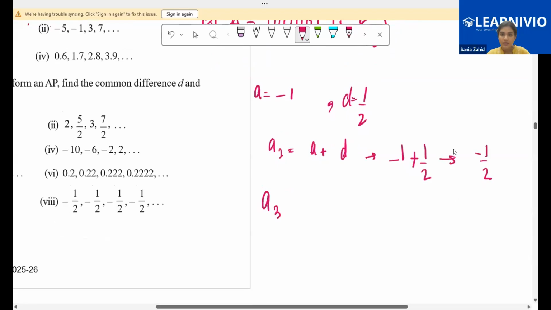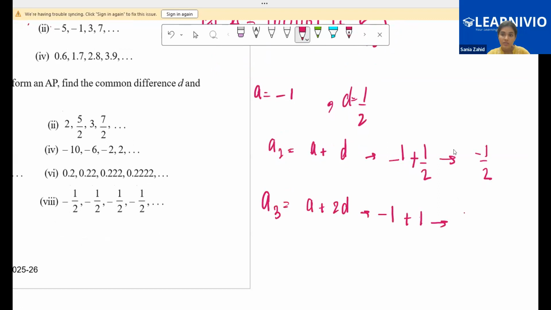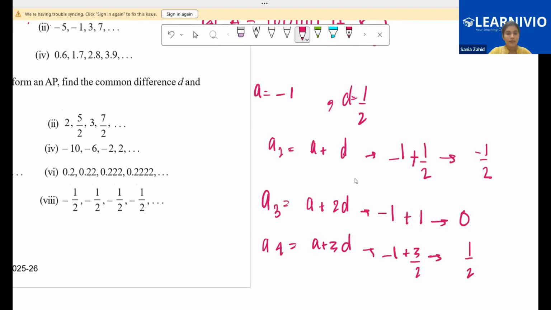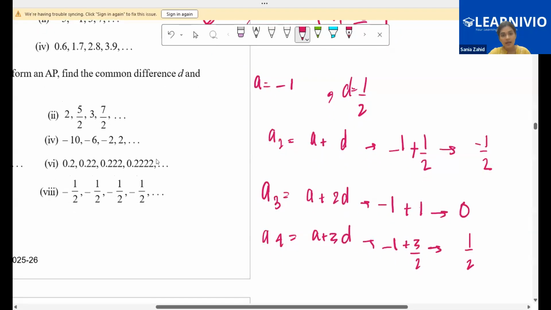Then A3 is how much? A plus 2D. So this becomes minus 1 plus 1. So this becomes 0. A4 is A plus 3D. So minus 1 plus 3 by 2. So how much does this become? 1 by 2. Just check the answers. So the answers are minus 1, minus 1 by 2, 0 and 1 by 2. Your answers are wrong there. Just check what mistake you have made.